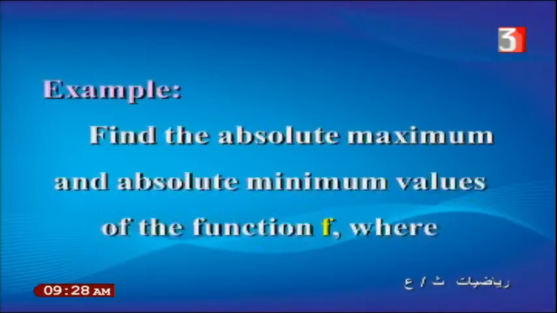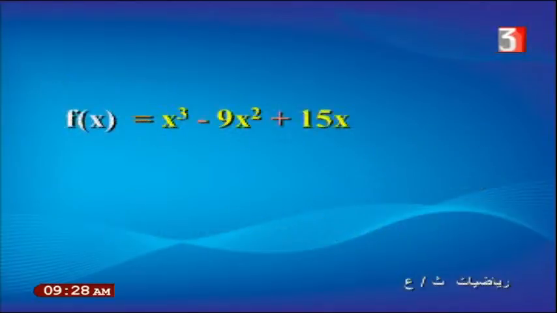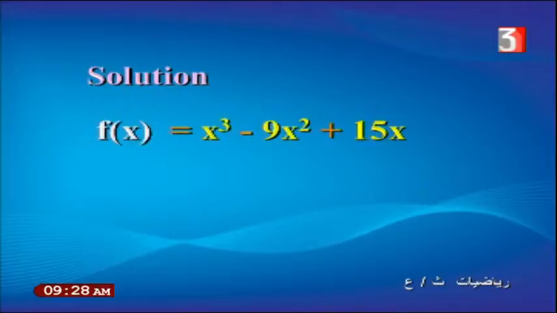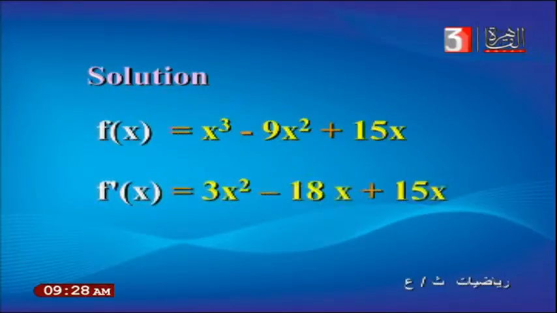Now, the first example. Find the absolute maximum and the absolute minimum values of the function f of x, where f of x equals x power 3 minus 9x power 2 plus 15x in the closed interval negative 2 and 4. First, the function f of x equals x power 3 minus 9x power 2 plus 15x, and f dash x equals the derivative of x power 3, which is 3x power 2, and the derivative of negative 9x power 2, which is negative 18x, plus the derivative of 15x, which is equal to 15.